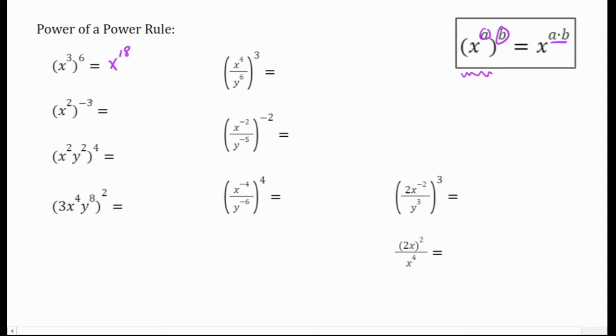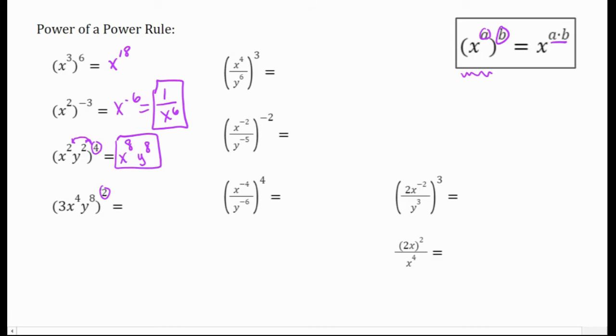x to the power of 2 to the power of negative 3 just becomes x to the power of negative 6. Now, we can't have a negative exponent, so we're going to throw that one into the denominator, which gives us 1 over x to the power of 6. Now I have two different things inside this parentheses, so this exponent really is going to get distributed to each one, which gives us x to the power of 8, y to the power of 8. And that is our final answer.